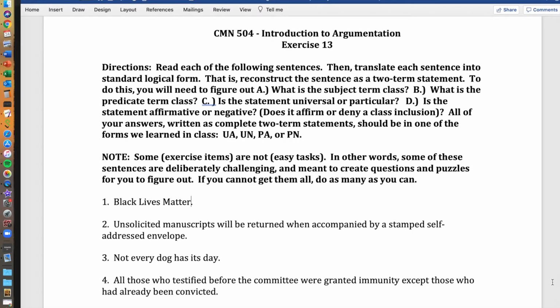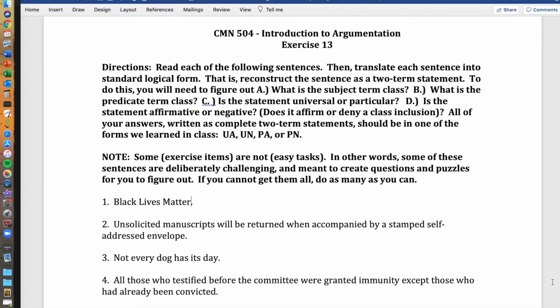To do this, you'll need to figure out A, what is the subject term class? B, what is the predicate term class? C, is the statement universal or particular? And D, is the statement affirmative or negative? That is, does it affirm or deny a class inclusion? All of your answers, written as complete two-term statements, should be in one of the standard forms we learned in the recorded lecture on two-term statements, which is the universal affirmative, universal negative, particular affirmative, or particular negative.